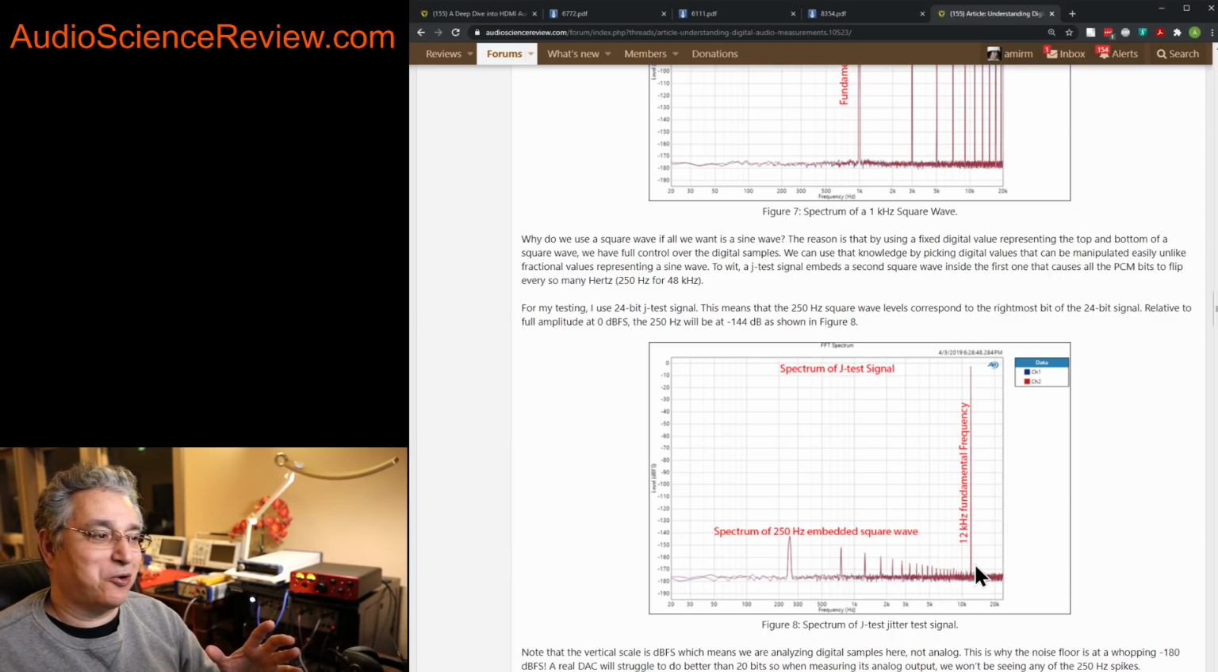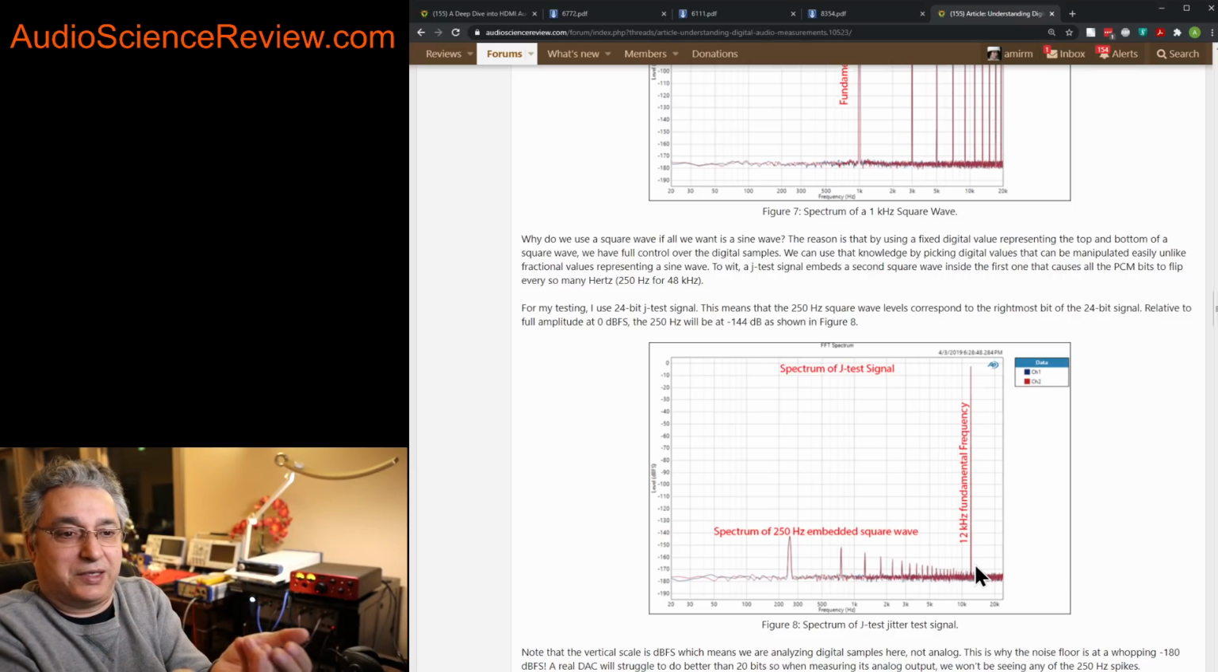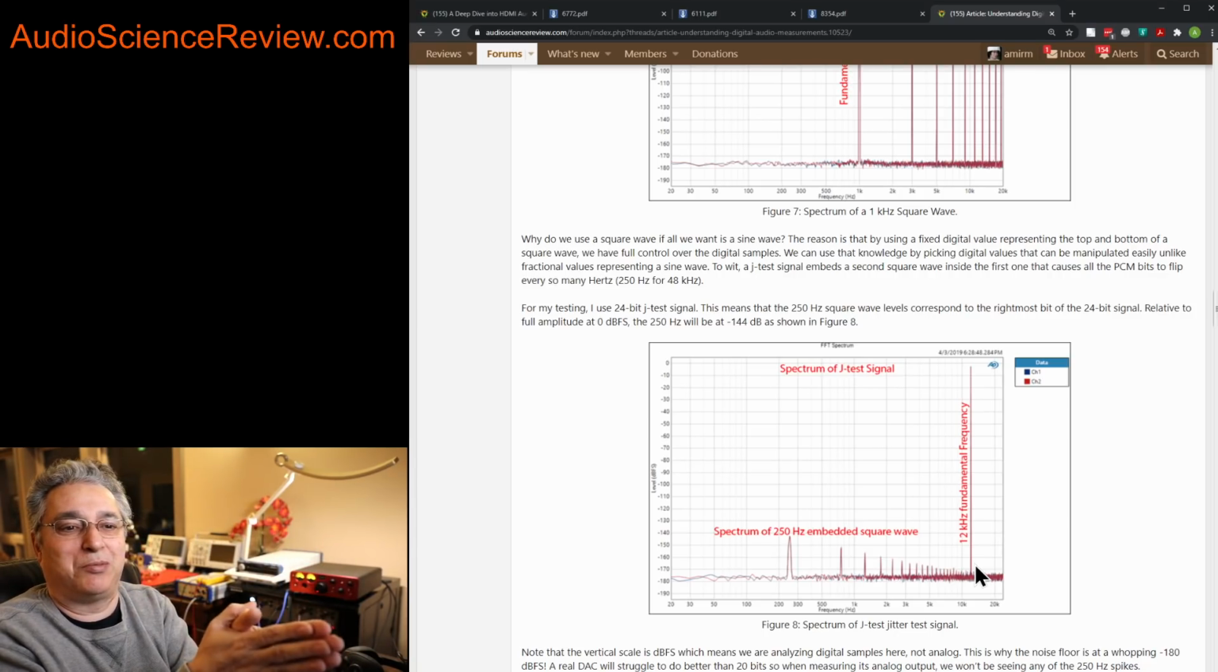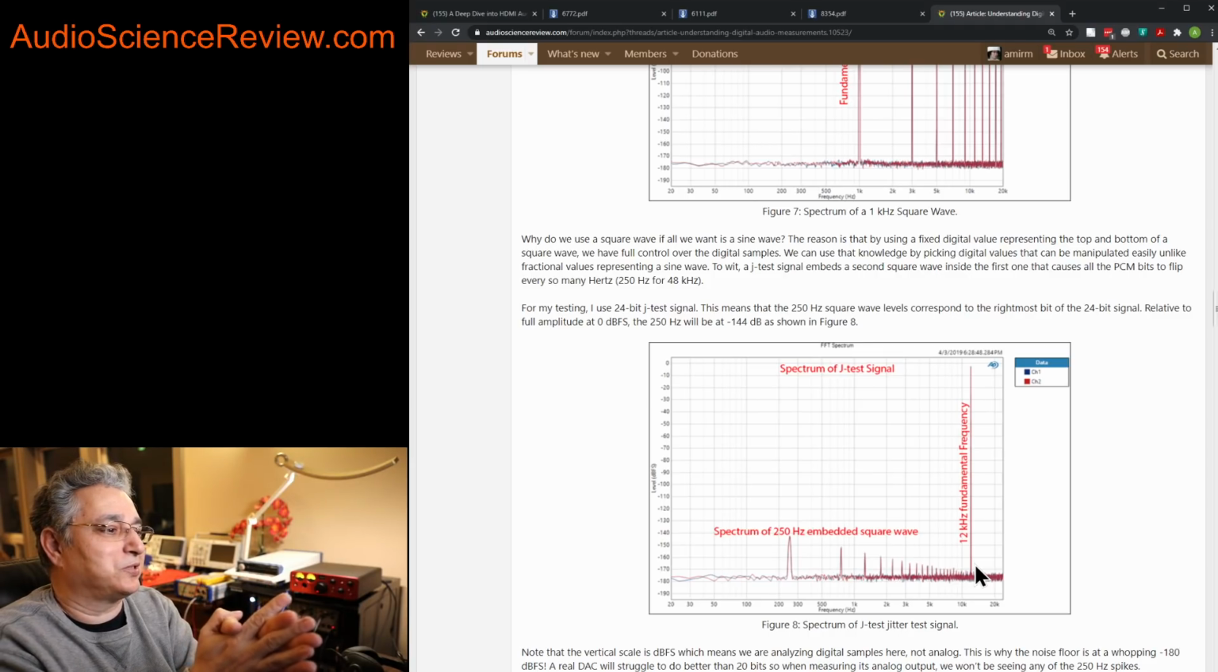Hopefully you're with me, but I think it's important to understand what a J-test signal is that we use for this test. Again, it has no jitter in it. A digital file sitting on disk is constant. It can't have variations, and it's not sitting there dancing around. It's just a set of numbers. We play those set of numbers, and it's two square waves nested in each other.